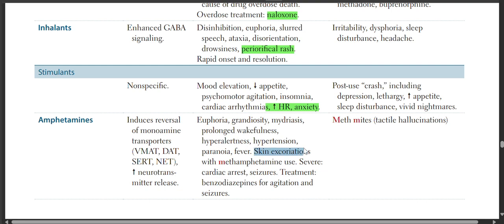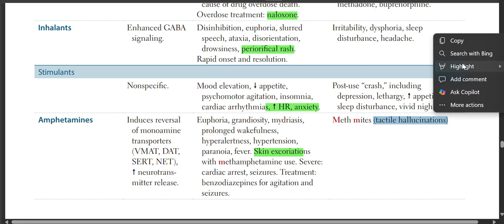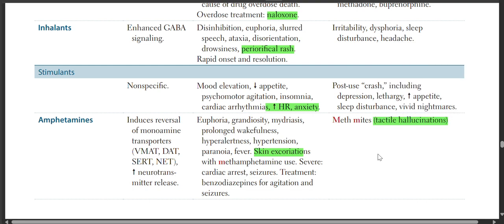So the skin excoriations, and in addition to skin excoriations, also think about missing teeth and overall unkempt appearance. Now for side effects, this here is very important, that you have tactile hallucinations. However, a lot of these withdrawals might have tactile hallucinations. So alcohol withdrawal can also have tactile hallucinations. Cocaine withdrawal can also have tactile hallucinations. So you have multiple different tactile hallucinations that you can get.